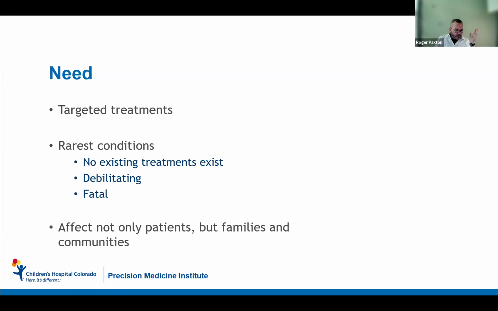And it's important to keep in mind that while we might have only one patient that we're treating, it's not only the patient that we are actually treating. These conditions affect families and communities as well. And while these treatments are rare, collectively, all of these rare conditions are actually quite common.